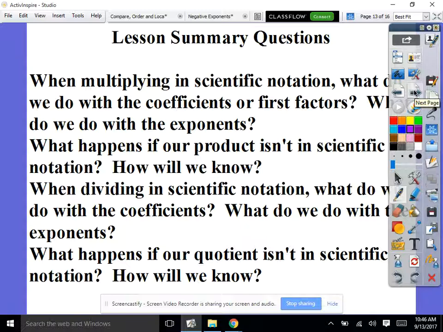So, to summarize, when multiplying in scientific notation, what do we do with coefficients or the first factors? What do we do with the exponents? What happens if our product isn't in scientific notation, and how will we know? When dividing in scientific notation, what do you do with the coefficients? What do you do with the exponents? And what happens if our quotient isn't in scientific notation? How will we know? We'll discuss all of those tomorrow, but I want you to be thinking about all those before tomorrow.